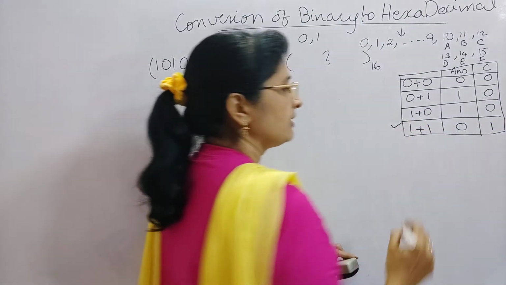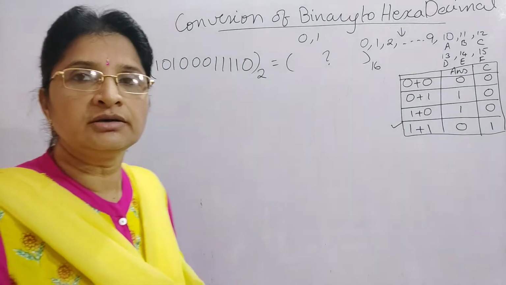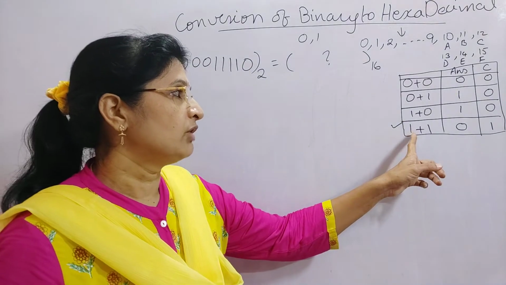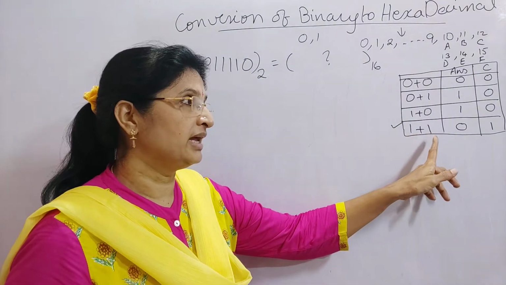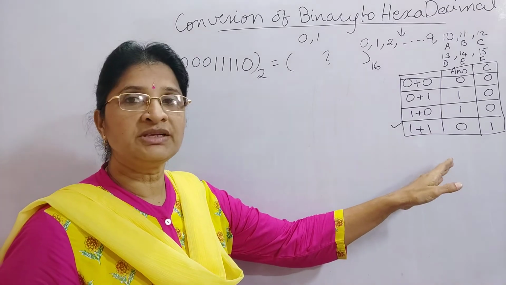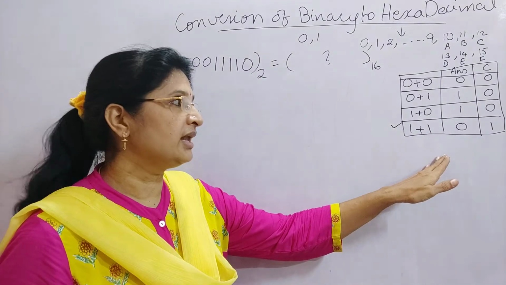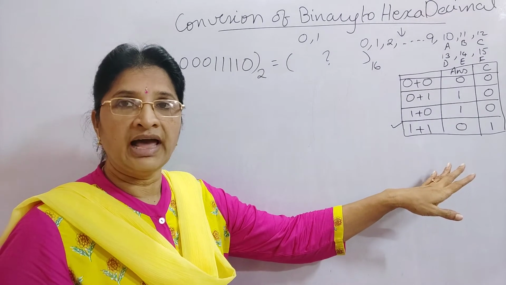So this is somewhat different when compared with maths. Binary 1 plus binary 1, in maths we would say it is 2. But here 2 is not valid for binary.